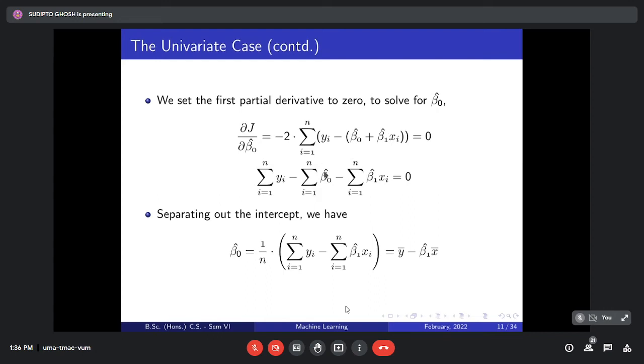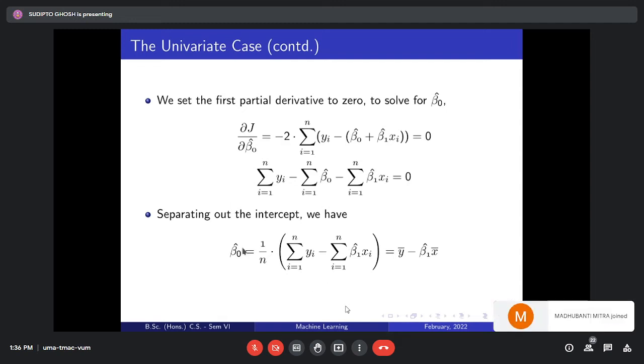This will reduce down, since there is a 1 right here. We take the beta naught outside. So we will have n beta naught minus the sum of beta 1 x1. If you simplify this equation and separate out beta naught, because there is n beta naught here, you take n beta naught to the other side and divide both sides by n.